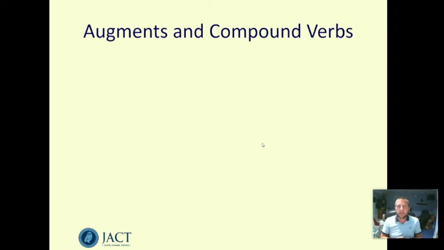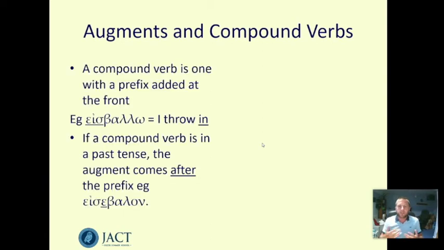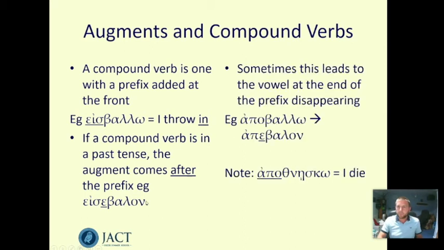One extra thing we'll say with this is how we use an augment with a compound verb. So a compound verb, one of those ones where a prefix is put at the front to change or alter the meaning slightly. So eisballo, we've seen ballo means throw. Eisballo would mean I throw in. If we make a compound verb a past tense, aorist, or it could be imperfect, then that augment comes after the prefix. So we've got the prefix eis, then the augment and then the stem vowel and the ending on. Sometimes this means the vowel at the end of the prefix disappearing. So apoballo, I throw away. Apo-eballon, you might expect to be the aorist, but the o disappears there.